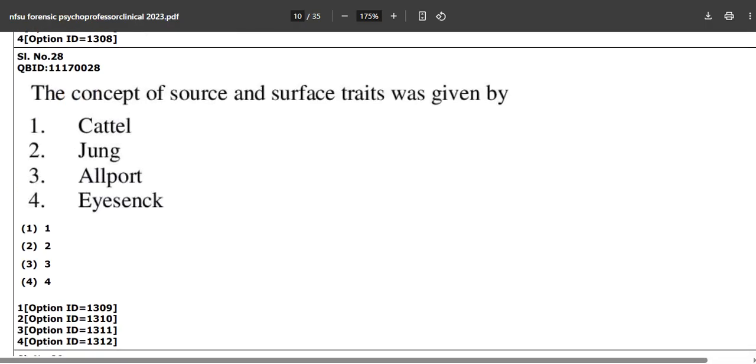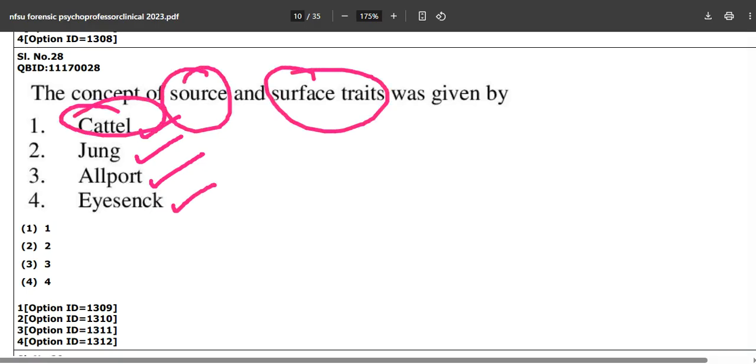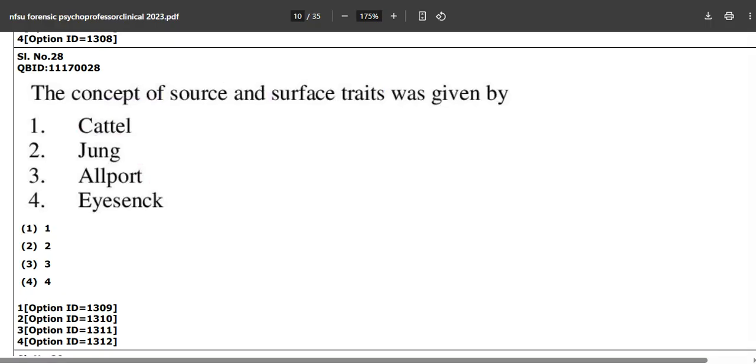Now the next question: the concept of source and surface traits was given by, one more easy, maybe Cattell, Jung, Allport or Eysenck. Source and surface traits was given by R.B. Cattell. Let's move forward to the next question.